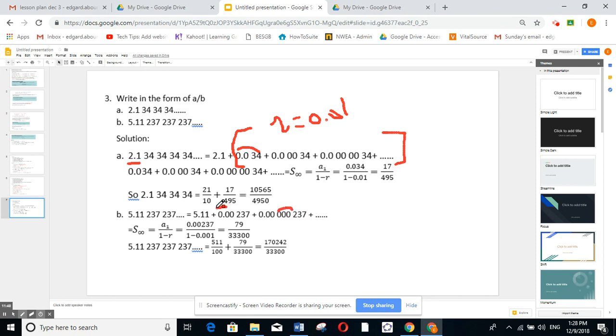So I'm going to take this one alone. This is a geometric sequence, as you can see, where r is 0.001. So since r is between minus 1 and 1, the sum at infinity is a1, which is this one, over 1 minus r. So you're going to get this one. You want to add it to 5.11, which is 511 over 100. If you use the same denominator, you're going to get this value. And if you use your calculator and divide this value, you're going to get that one. So this is the sequence.